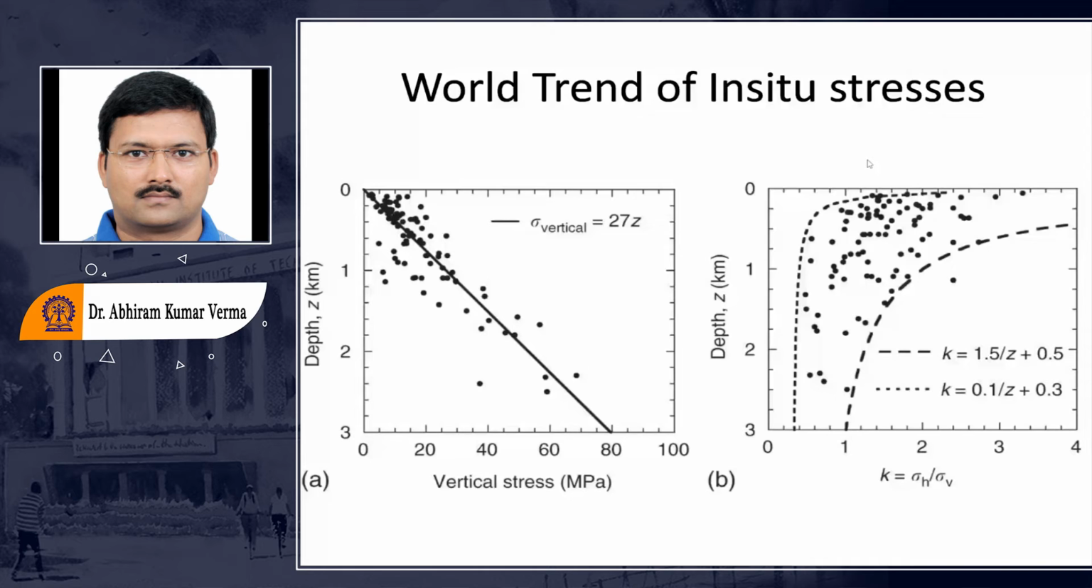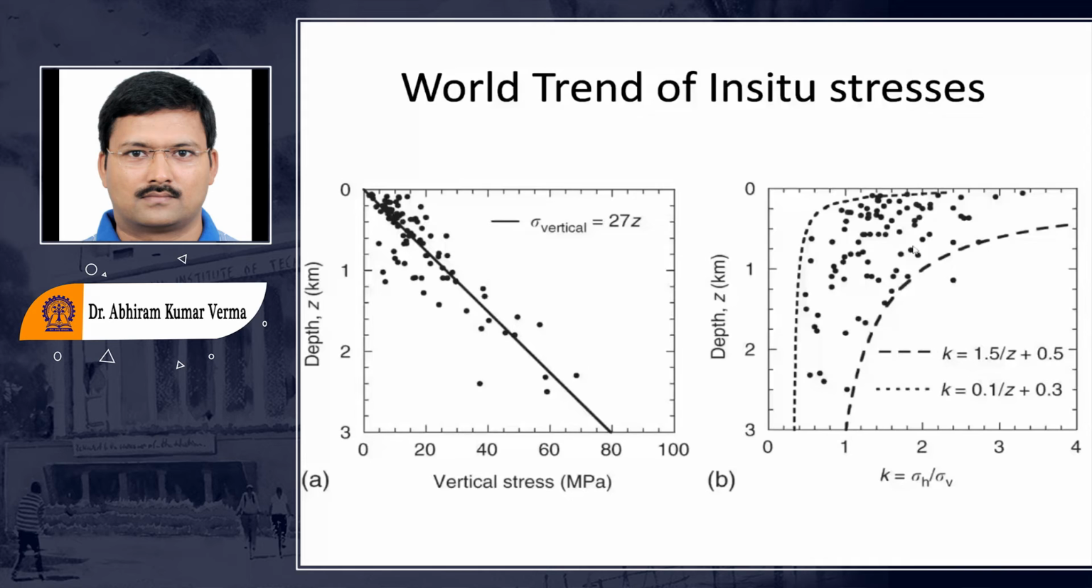There is no such trend available as we are seeing in the vertical stress direction. But there is no trend at all when we are talking about the horizontal stresses. So to find it out, you can see some of the data are being clubbed and some minimum and maximum boundary has been defined based on these data points, right?